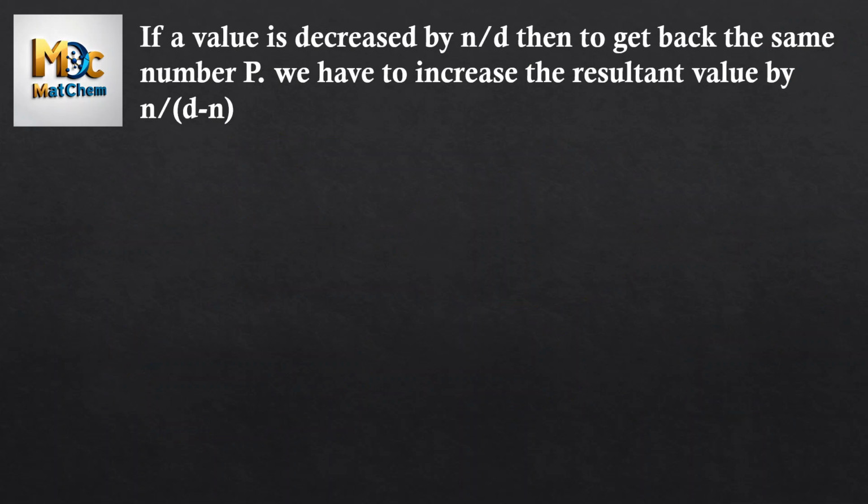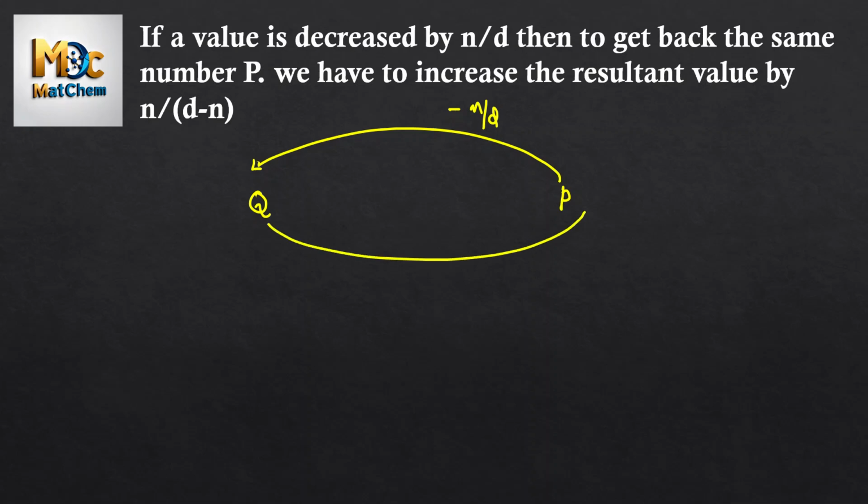The next thing: if a value is decreased by n by d, that means we have a number called p. From this number p, you get a new number called q by decreasing by n by d. The same way, the fraction is obtained by converting the percentage. We have to find how much to increase in order to obtain p from q. For that, you need to increase by n divided by d minus n.